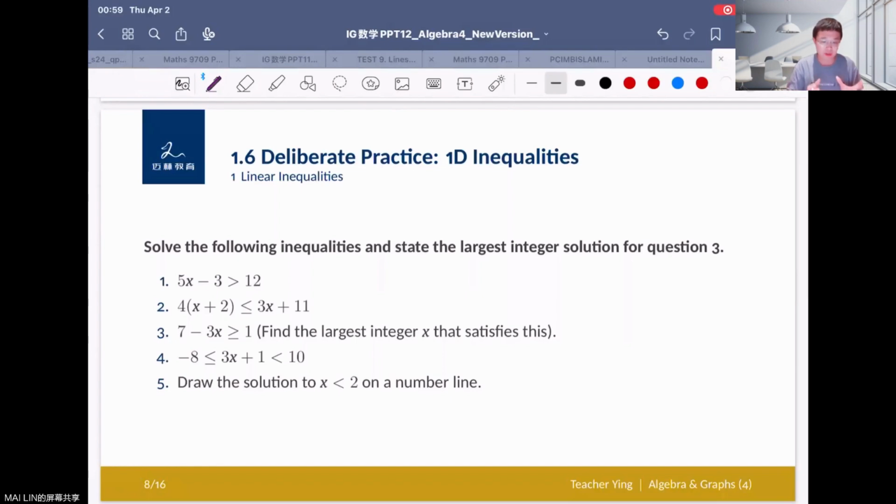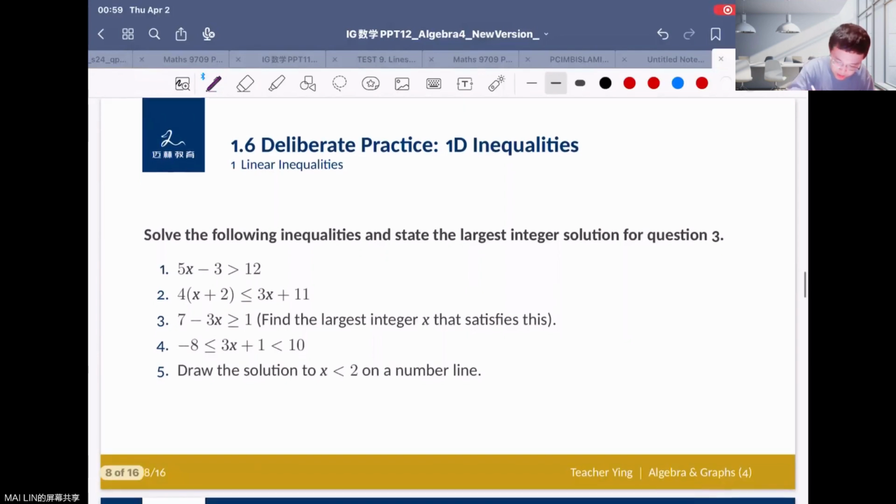So let's move to the first question: 5x minus 3 is bigger than 12, right? In this inequality, you can add 3 on both sides, because you want the variable x on one side. So it turns into 5x bigger than 12 plus 3, which equals 15. Now you can divide by 5 on both sides, so x is bigger than 3. That's the first one. And the second question is 4 times (x plus 2) smaller or equal to 3x plus 11.